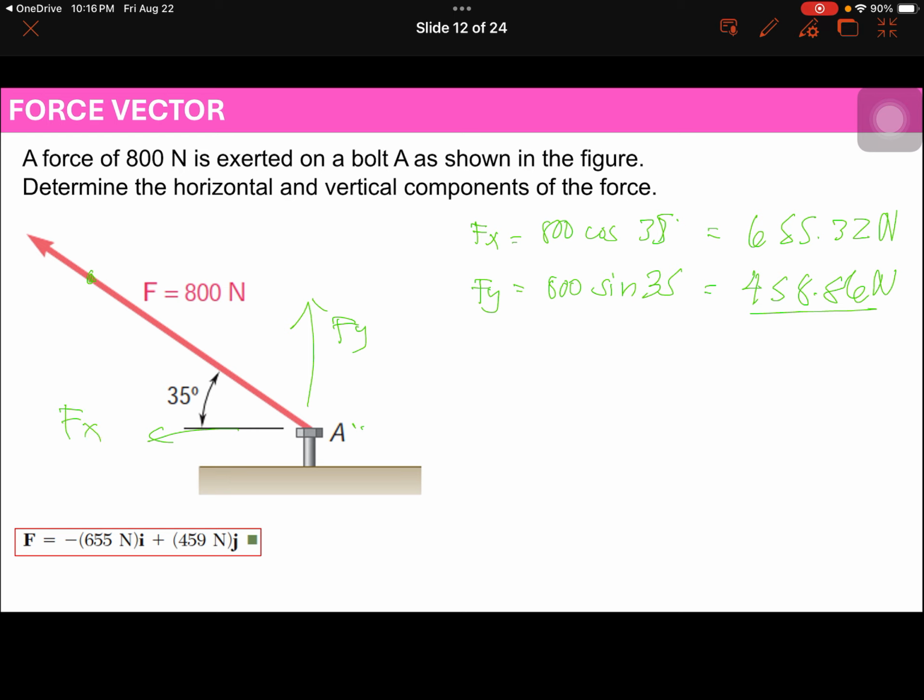Okay. And then, paano mo i-write in rectangular form? Steady, ito si F equal to Fx ay ito. So, 655.32 i, since i ang partner ng Fx. And then, plus yung Fy na 458.86 j. Then, anong unit nila? They are in Newton.